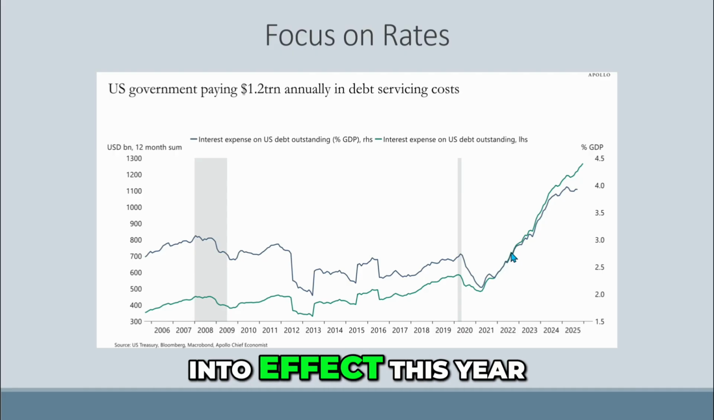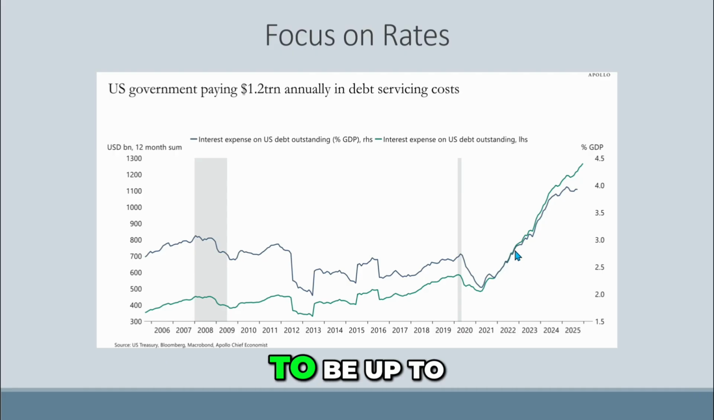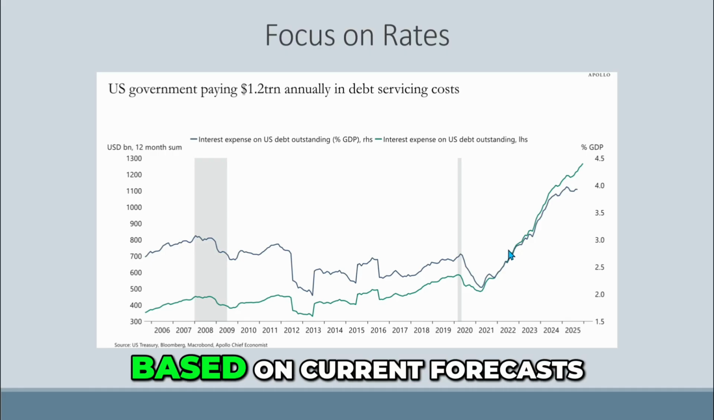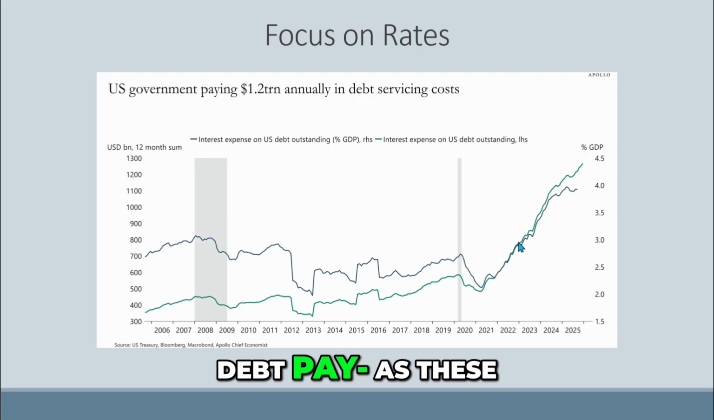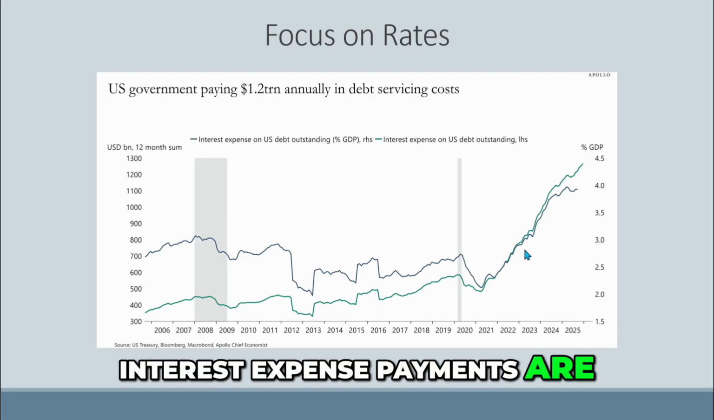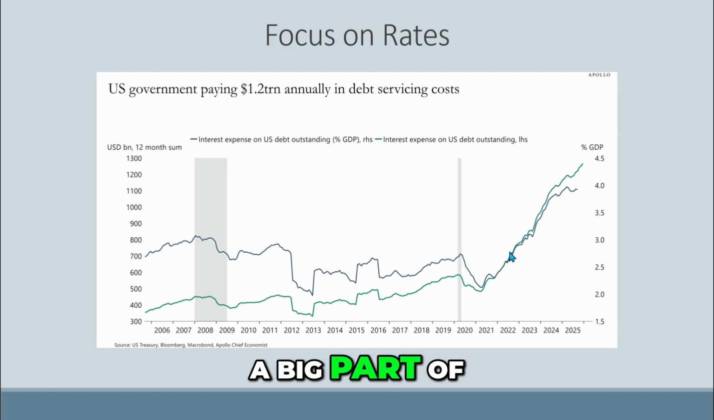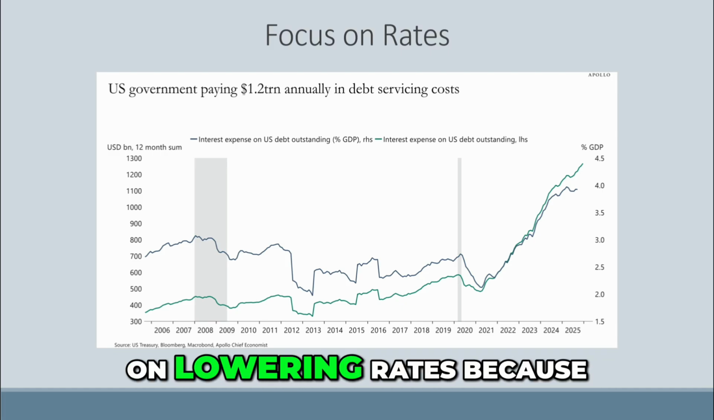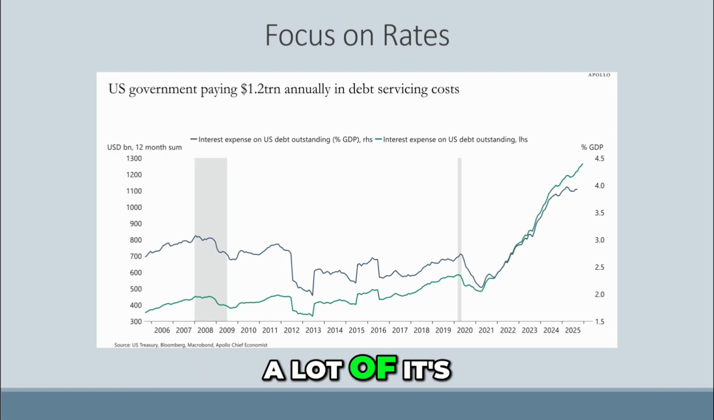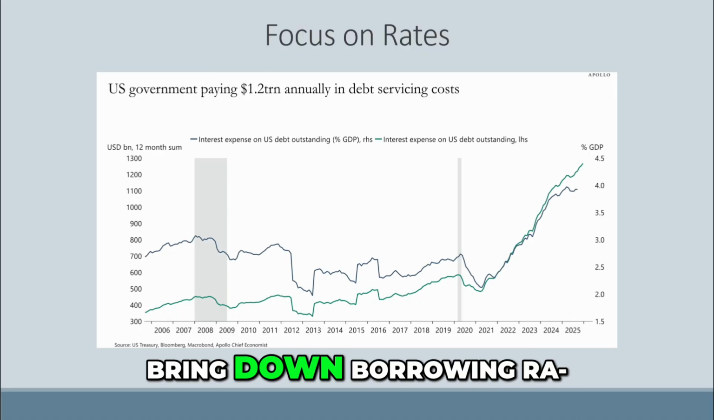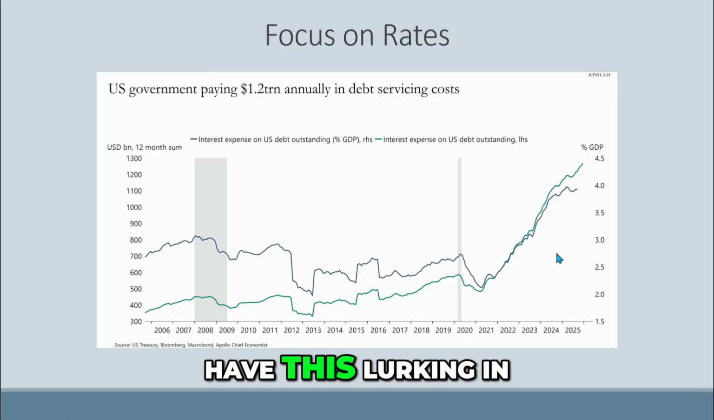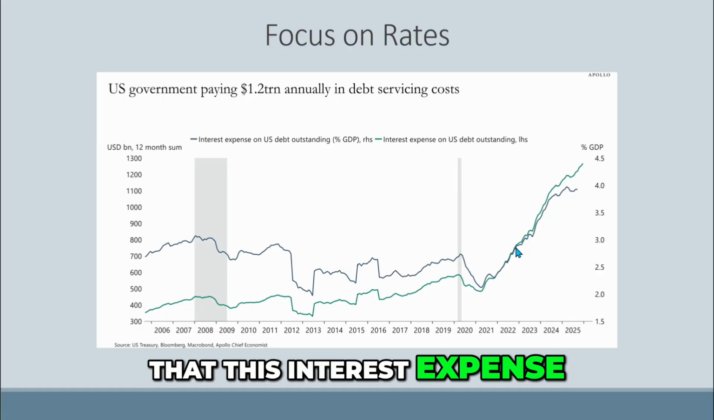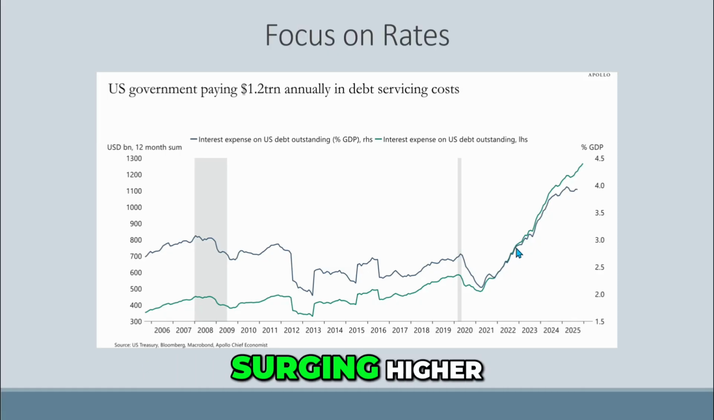We have the One Big Beautiful Bill coming into effect this year. There's still projected to be up to a $2 trillion deficit this year, based on current forecasts. So these figures are not slowing by any stretch. And as these interest expense payments are surging higher, a big part of the focus is on lowering rates, because a lot of it's directed toward wanting to bring down borrowing rates to assist things like the housing market. But in the background you have this lurking too: this interest expense on government debt has just been surging higher.